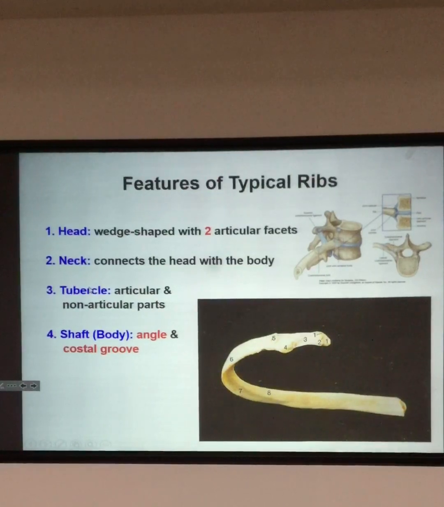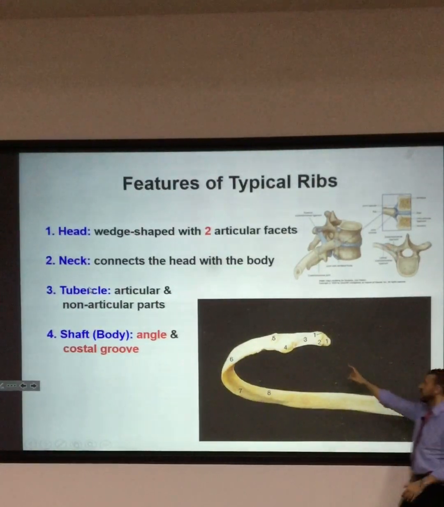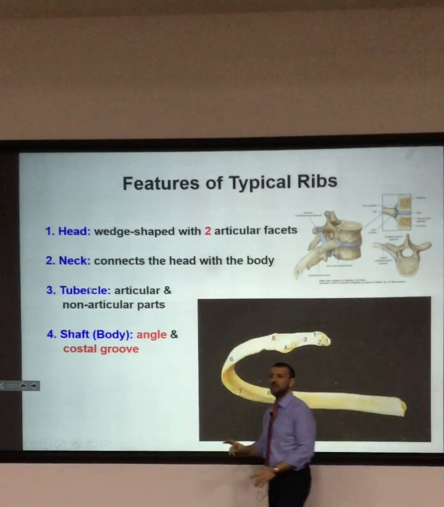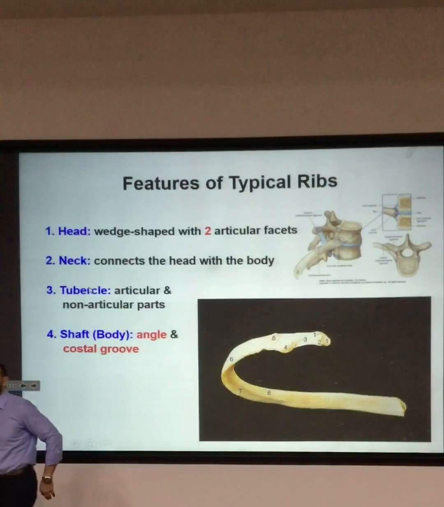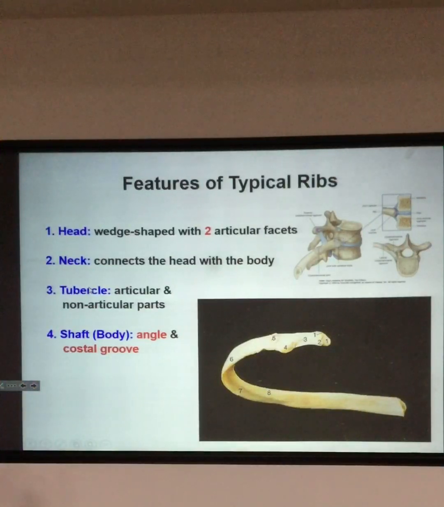Any feature is reduced بصير atypical. يعني بدل 2 facets هون 1 facet شو بصير الريب؟ atypical. What are the atypical ribs؟ لو اجاكم سؤال في الفاينل: 1، 2، 10، 11، و12. The first 2, the last 3, those are the atypical.